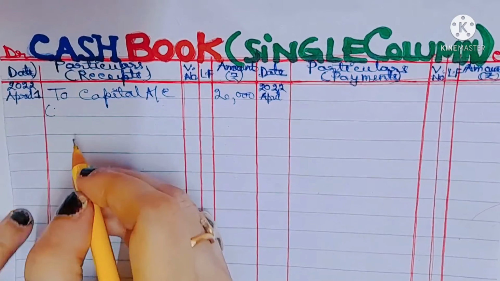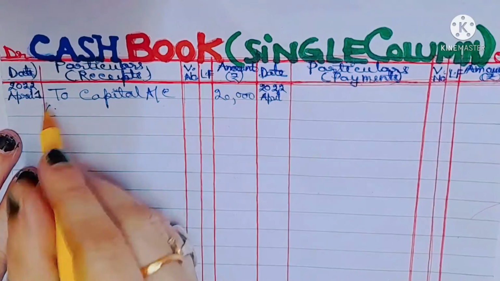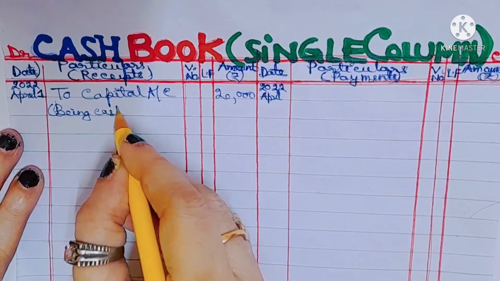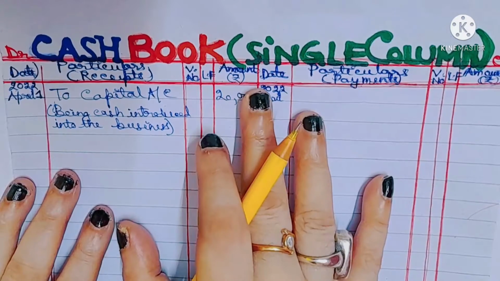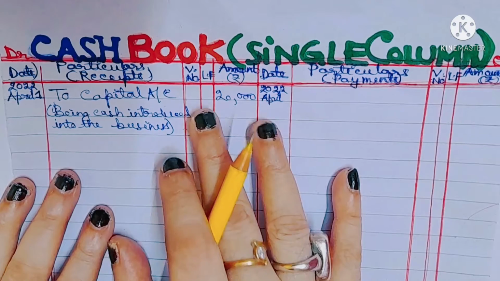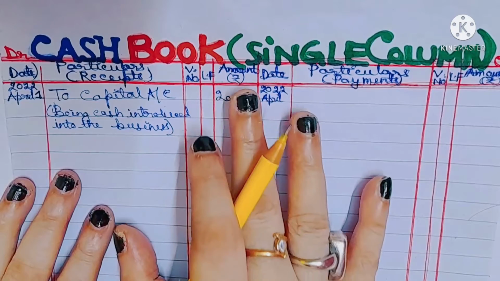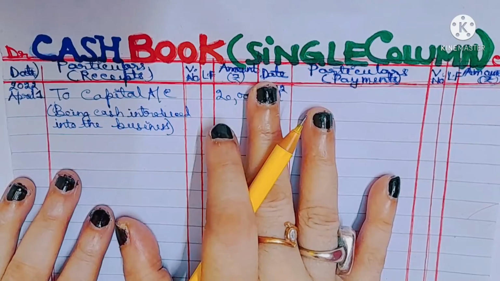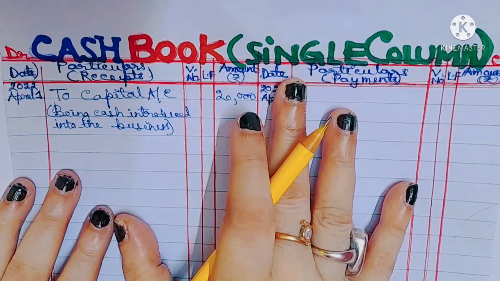We'll have to write narration because cash book is also a journal and a ledger too. Being cash introduced into the business. Moreover, cash book is a real account. According to real account, what comes in is debit. Here, when the proprietor introduced capital into the business, cash comes into the business from the point of view of the business. Okay, so 20,000 will be debited. Understood? Now let's see the next transaction.